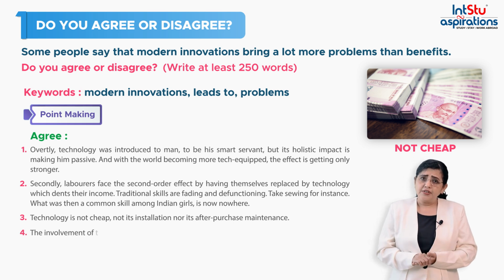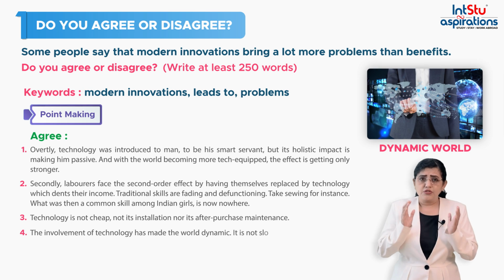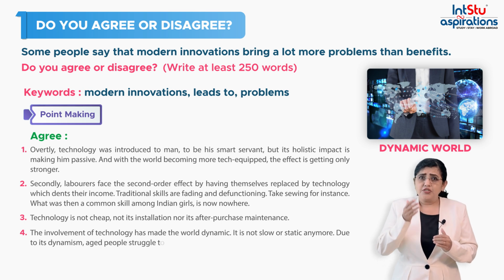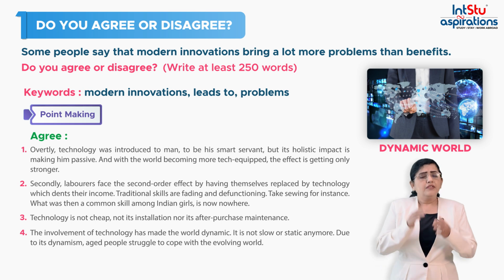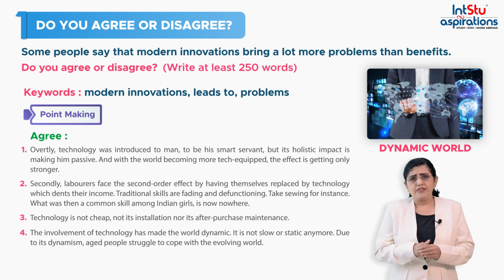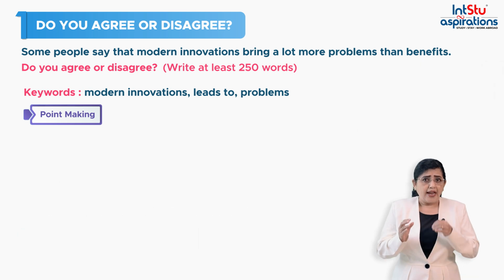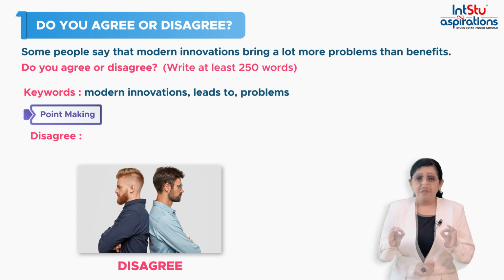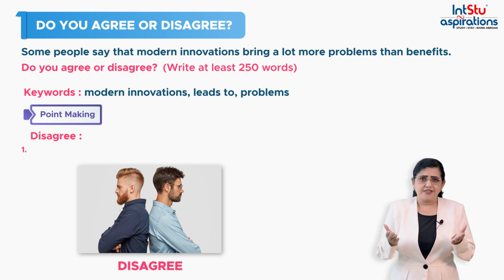The involvement of technology has made the world dynamic. It is not slow or static anymore. Due to this dynamism, aged people struggle to cope with the evolving world. This was the list of the points for agreeing with the essay. Now let's move on and think what could be the pitfalls for the same. The first points are obvious, implicit and natural.